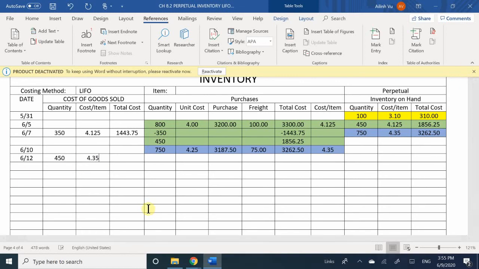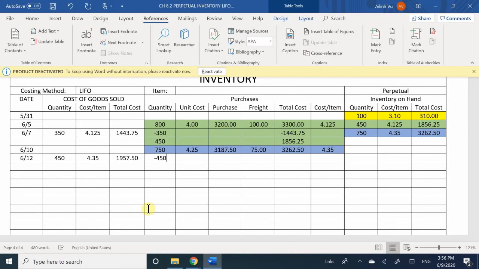So $4.35. So how much is that? Can you do that again, David? So $4.35, we'll multiply it by 450. 1957.50. Yep. That's what I got. Okay. No wonder my math's always off. No, you're being more accurate. You're getting the flow of things now.